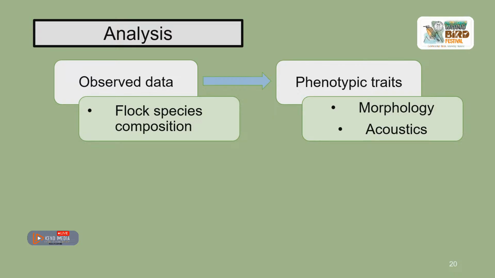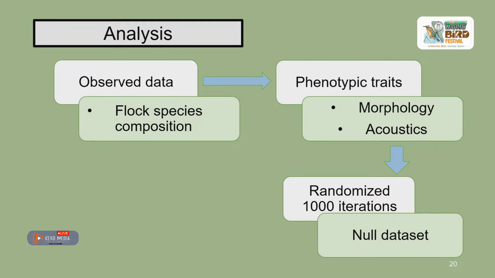The two traits we are interested in: one is the morphology related trait, body mass, which came from the open database, and the other is the acoustic database, which is the PC scores that we just spoke about. Now, we can replace the ones that are present in the matrix. Let's say a species A is present, we say it as 1. We can replace that with these phenotypic traits, and then we can create random flocks.